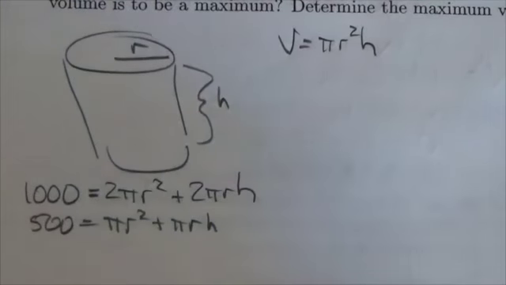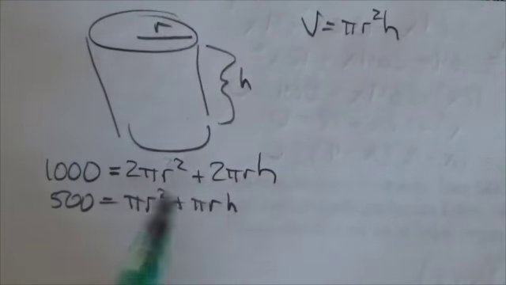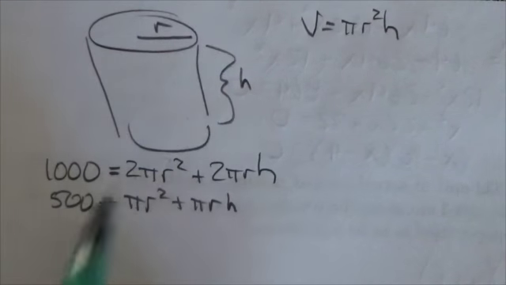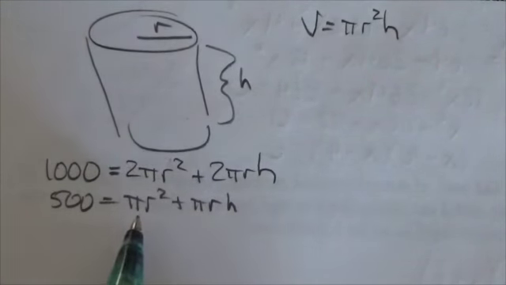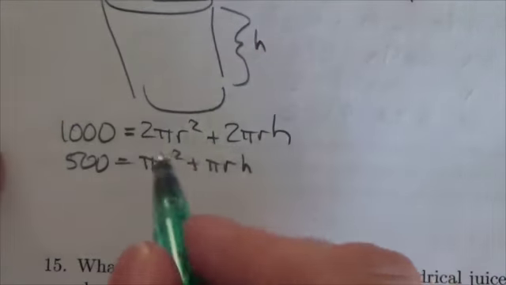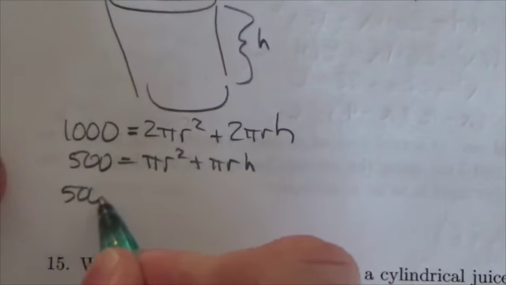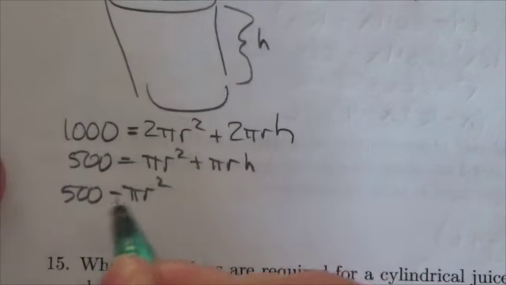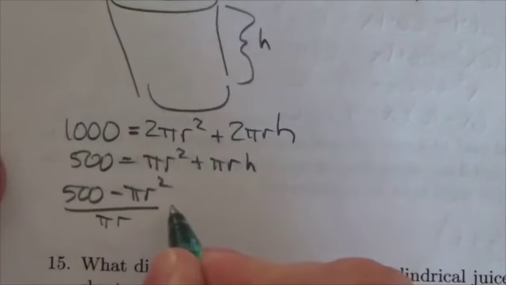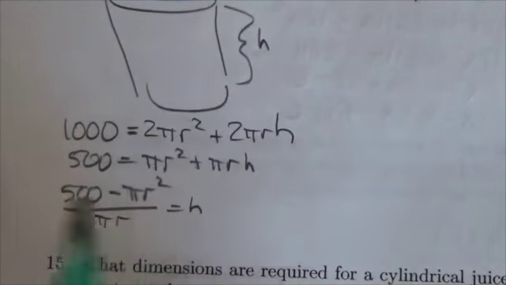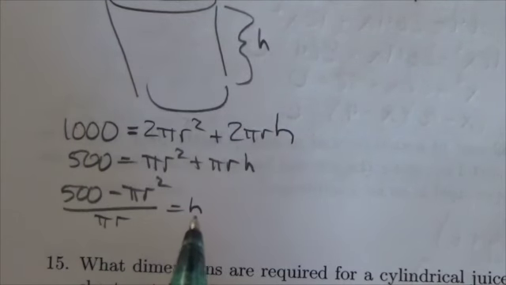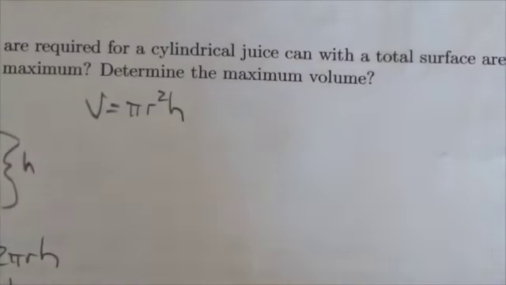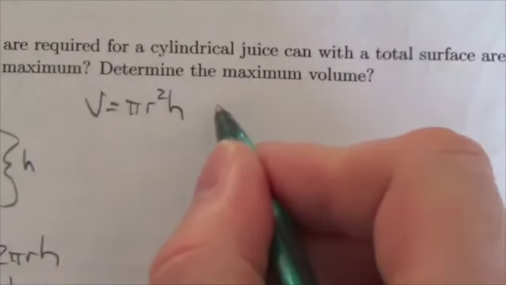And I think it should be pretty clear that the thing that we want to solve for here is going to be h. I've got an r squared and an r here. I could solve for r, but it's going to require me playing with the quadratic. However, if I solve for h, I will get (500 minus pi r squared) all over pi r equals h. And so now I have an expression for h in terms of r, and I can bring that back up to my volume function.